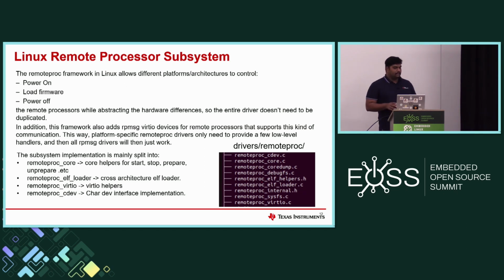So the subsystem is split into core functionalities like starting, stopping, and preparing the processor. We'll discuss each of these functions in detail so that we can take inspiration from this and implement similar ones in Zephyr. There is also an ELF loader, and we need a cross-architectural ELF loader. In these heterogeneous systems, you may have one of the cores as the host, and the other cores where you need to load the firmware might not be of the same architecture. It might be a different architecture. There are also VirtIO helpers and the character device implementation. Those we won't go into in depth because they're not relevant if we want to implement this in Zephyr.